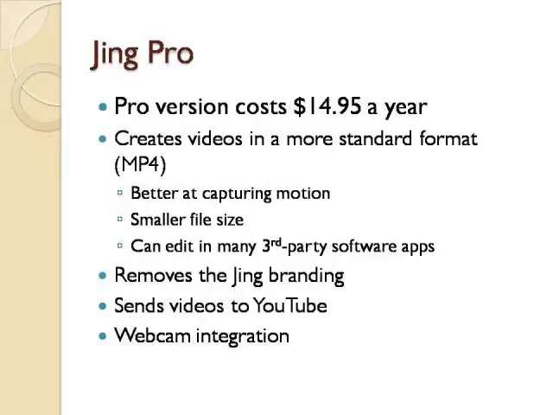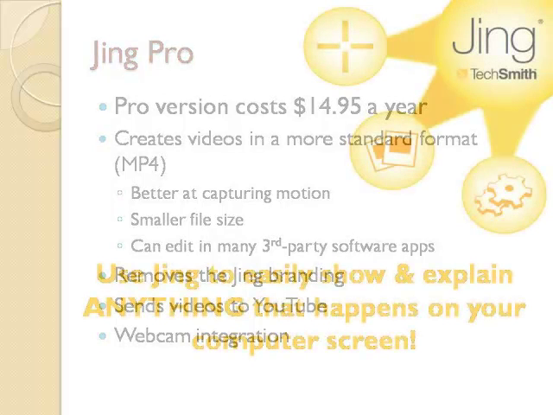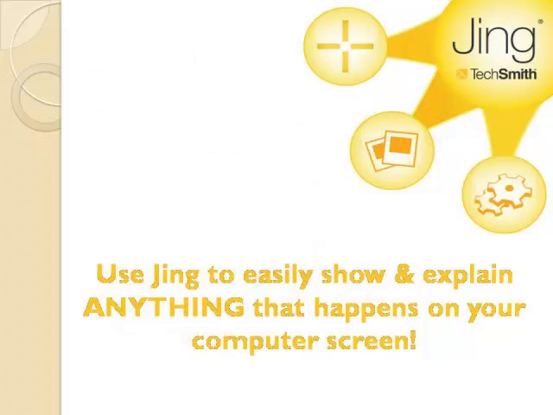The pro version of Jing costs $14.95 a year. It can be used to create videos in a more standard format such as MP4. The pro version of Jing is better at capturing motion and creating smaller file sizes. The pro version can be used to edit screencasts in many third-party software apps. Jing Pro also removes the Jing branding from a screencast and allows you to send videos to YouTube. You can also use your webcam with Jing Pro to record your screen. Use Jing to easily show and explain anything that happens on your computer screen.